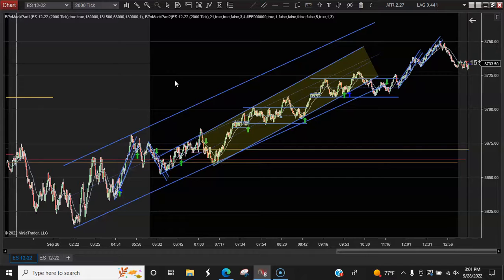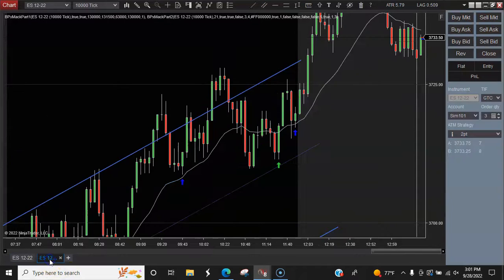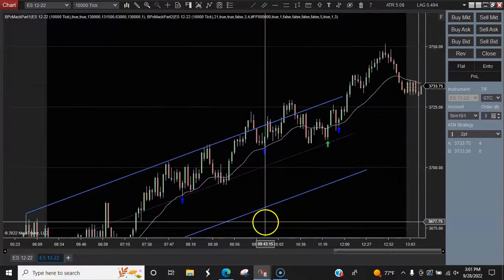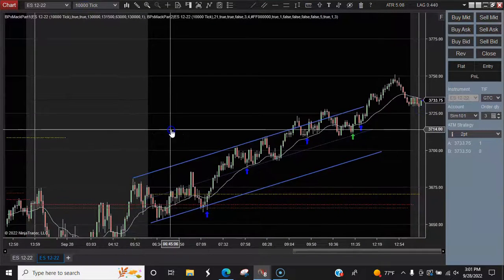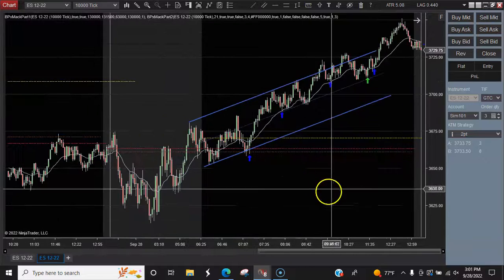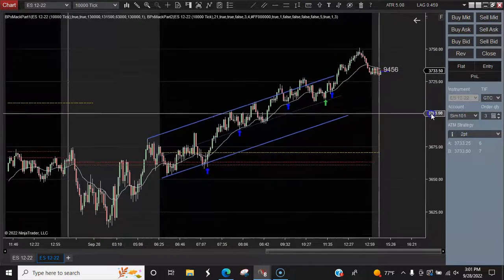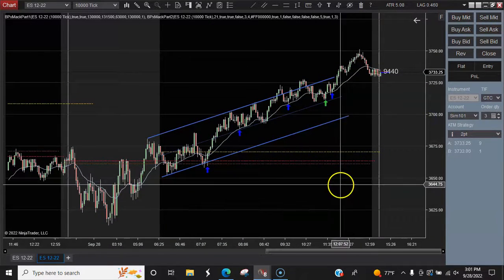Definitely an uptrend day. Pretty choppy and sloppy, at least the way I saw it today. So what I just want to briefly talk about is different chart types. I went to 10,000 tick to check it out, and the price action is just much better on an uptrend day like today.